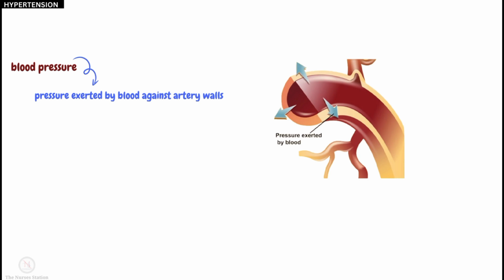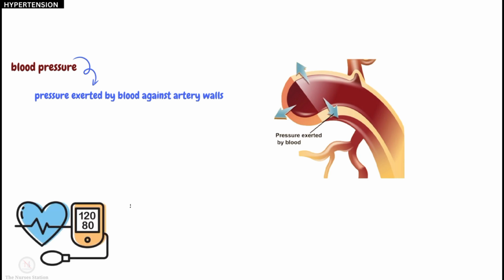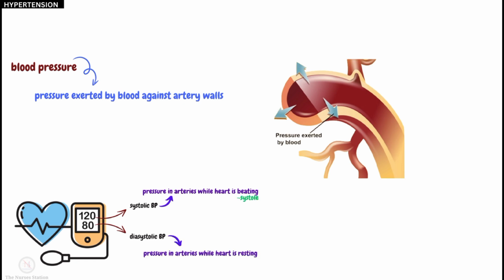A blood pressure reading consists of two numbers, systolic and diastolic pressure. Systolic pressure is the pressure experienced by arteries while the heart is beating, that is, during systole. Diastolic blood pressure is the amount of pressure in the arteries while the heart is resting, that is, during diastole.